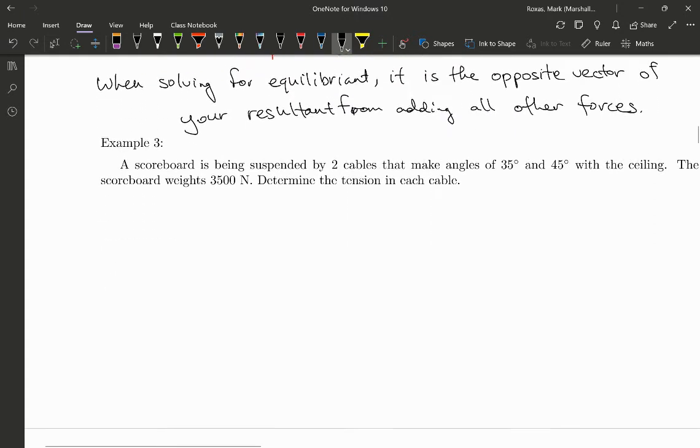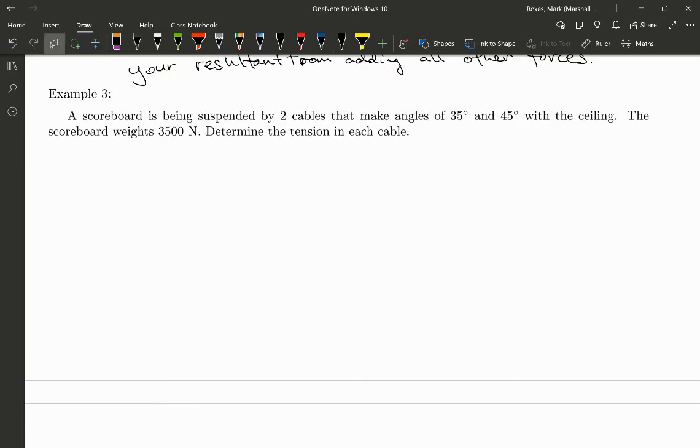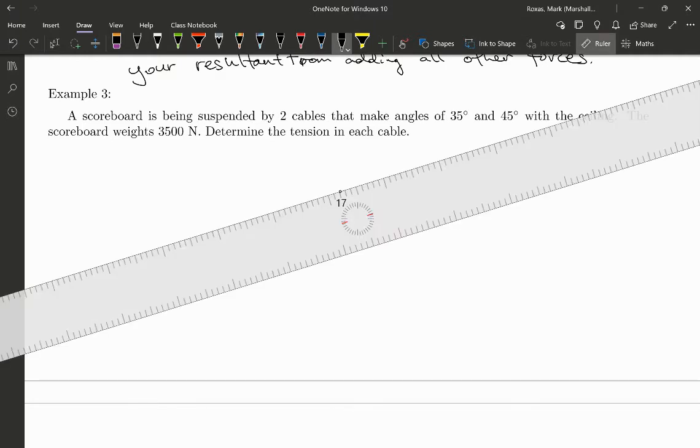So example number 3. A scoreboard is being suspended by two cables that make angles of 35 degrees and 45 degrees with the ceiling. The scoreboard weighs 3,500 newtons. Determine the tension in each cable. Let's draw a little picture to help us understand this problem.